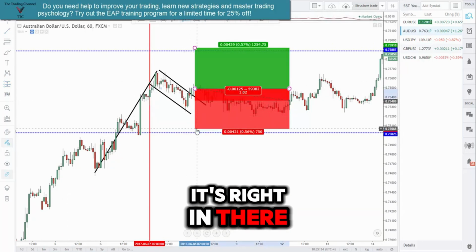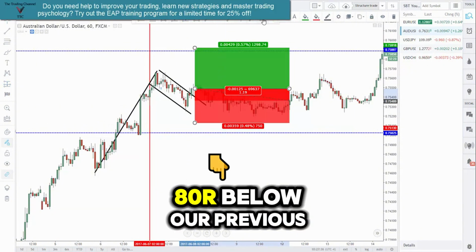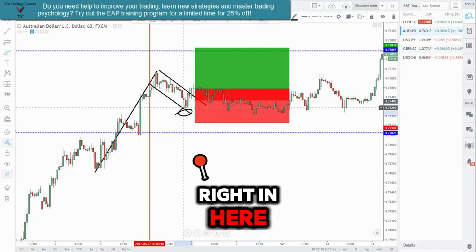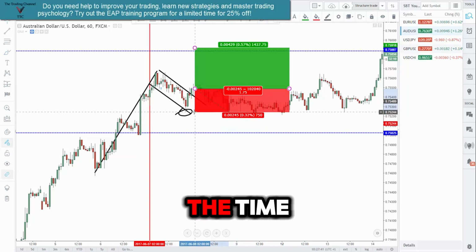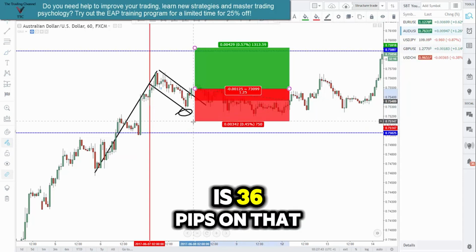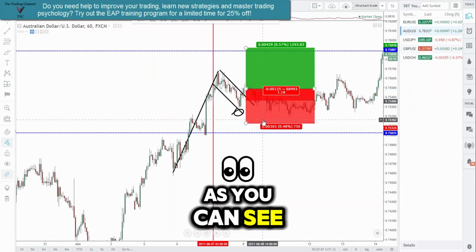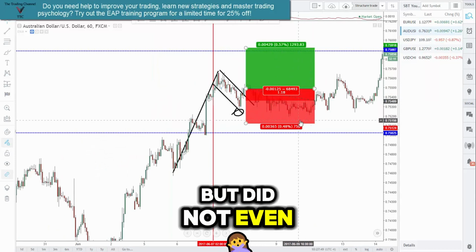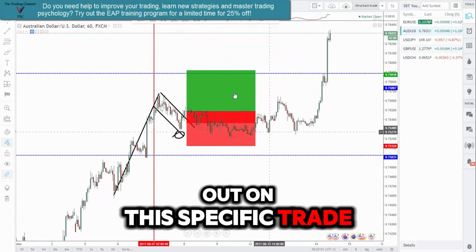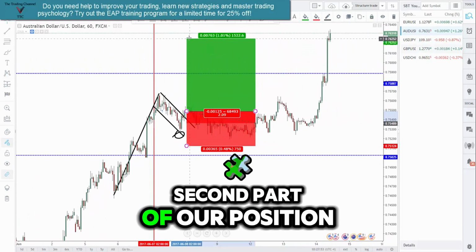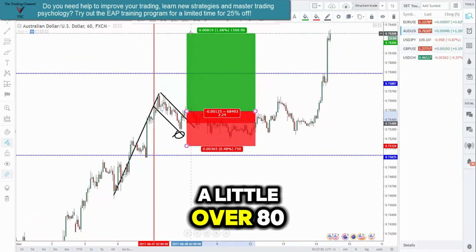It's right in there. Stop loss was below our previous swing low right in here, which ended up being about 12 pips at the time. So 24 plus 12 is 36 pips on that stop loss. As you can see, market did push down, but did not even get close to stopping us out on this specific trade. And currently, the second part of our position is up a little over 80 pips.